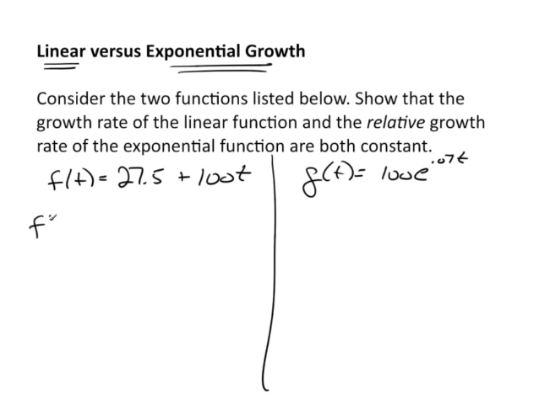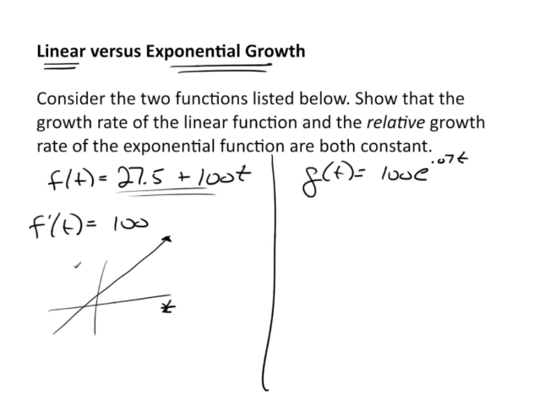So here f prime of t will be simply 100. That's the derivative of this function. So the growth rate is constant. This is a linear function. So of course when you graph it, and this is not actually this graph, but it's just representative of a linear function, in general, it's a straight line, so the rate of change, no matter where you are, the slope is constant. It's the same thing.